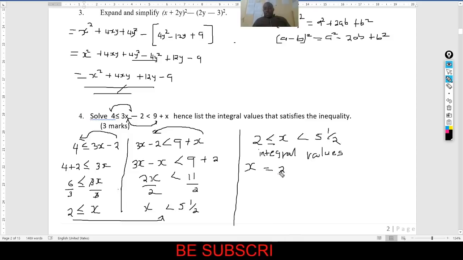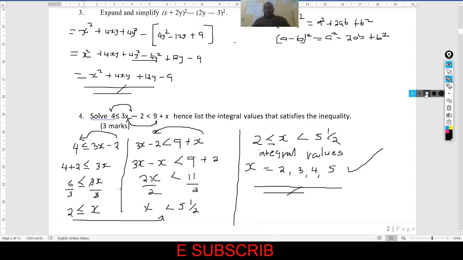Therefore the values of x are x equals 2, 3, 4, and 5. But we don't include 5.5. We use only whole numbers. So these are the integral values. And therefore that is how we solve such a question.